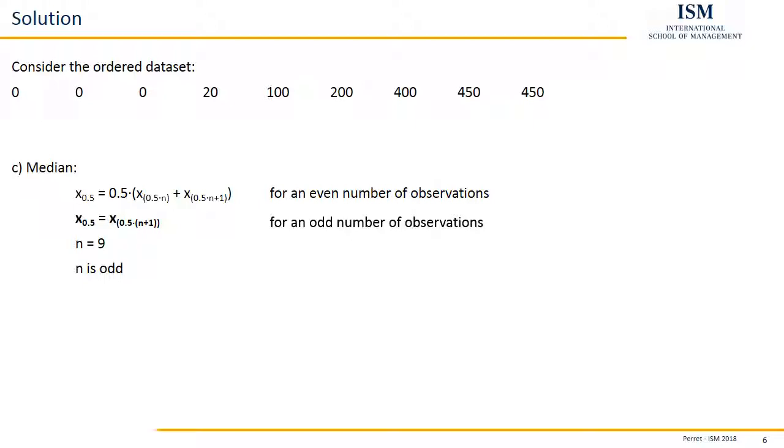This, however, is relatively easy to get. We just need to calculate this index, which is 0.5 times n plus 1. N in this case was 9, so we have 10 times 0.5, or divide by 2, giving us 5. So we need to consider entry number 5 in the ordered data set. And we can see the fifth entry is a 100, so our median here is 100. It was still relatively easy.